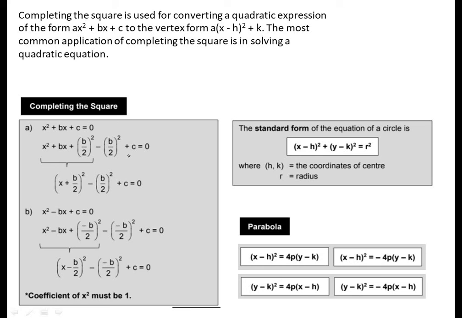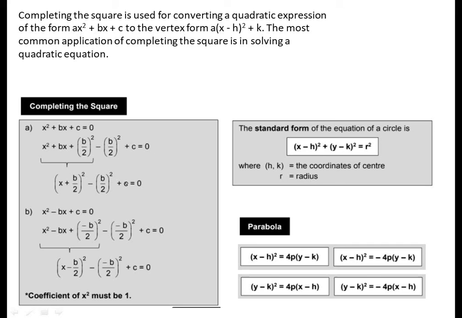Okay, first step. After we confirm that the coefficient for x squared is 1, and after we recognize the value for b, proceed to the first step. Add b over 2 square and minus b over 2 square into our equation. That's why it's very important for us to know the value of b from the quadratic equation.